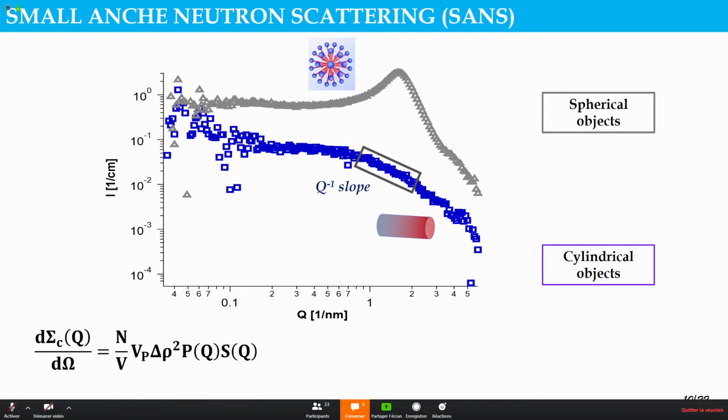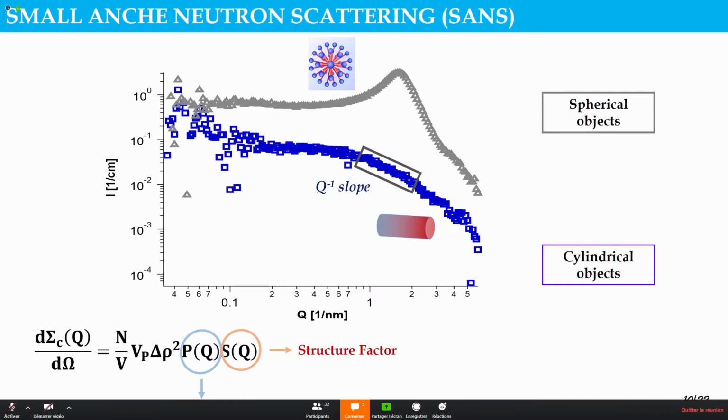And we know, for example, that when we have a Q^-1 slope in our curve, this Q^-1 slope is related to a cylindrical object. All this information about the shape of the objects is in the equation at the bottom of the slide. And in this equation, we have two important factors, the form factor and the structure factor.